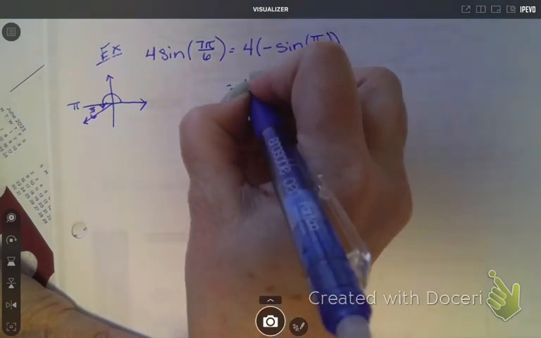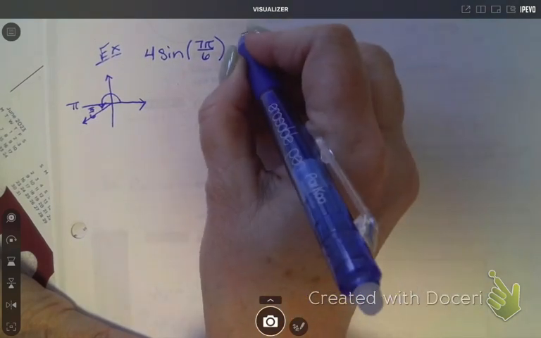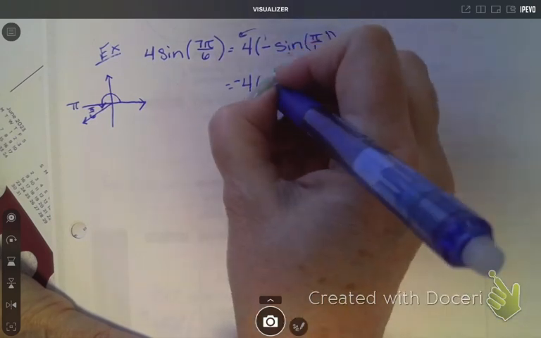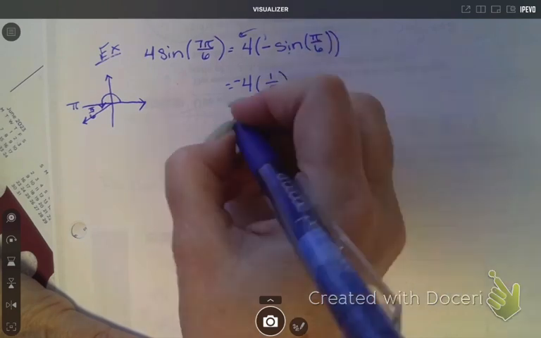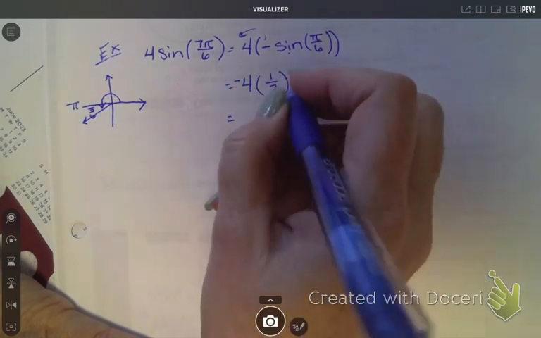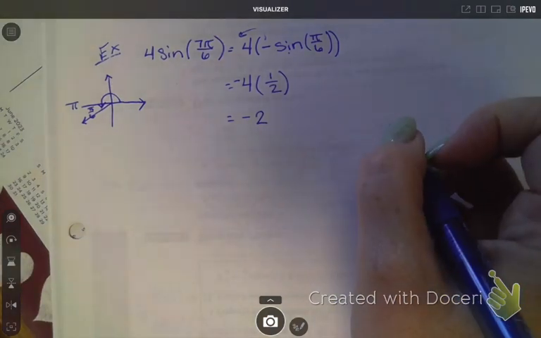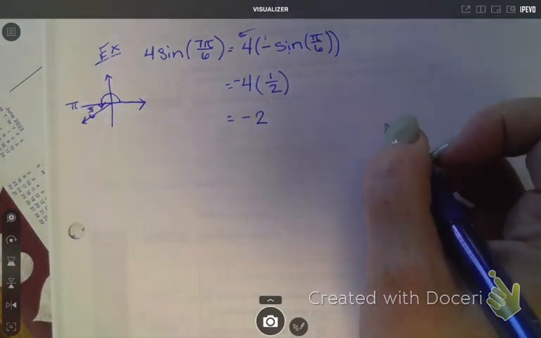So that gives me 4. I'm going to put that negative, just bring that out, negative. And the sine of pi over 6, which is 30 degrees, is 1/2. So negative 4 times 1/2 is negative 2. So you'll be asked to use these in the same way as you've done with degrees before.